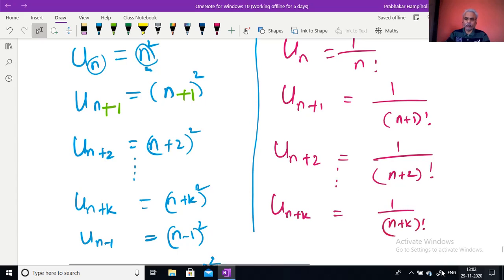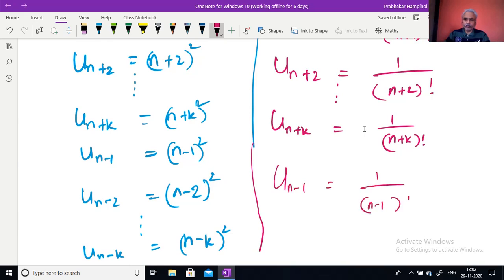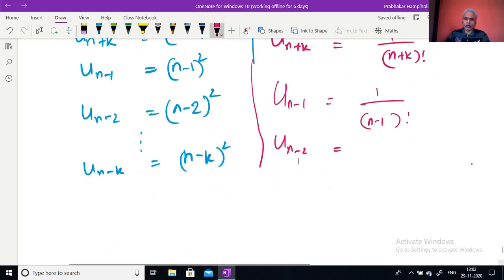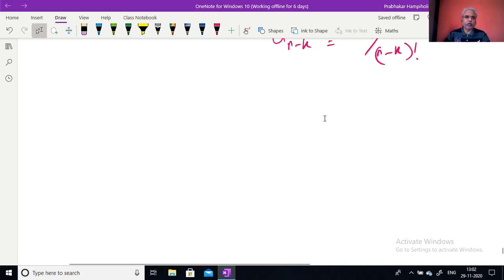Can you have negative here? u n minus 1, 1 by n minus 1 factorial. u n minus 2, 1 by n minus 2 factorial. In general, u n minus k, 1 by n minus k factorial. So we are getting used to some changes in suffixes of u n, which help us for this one now.